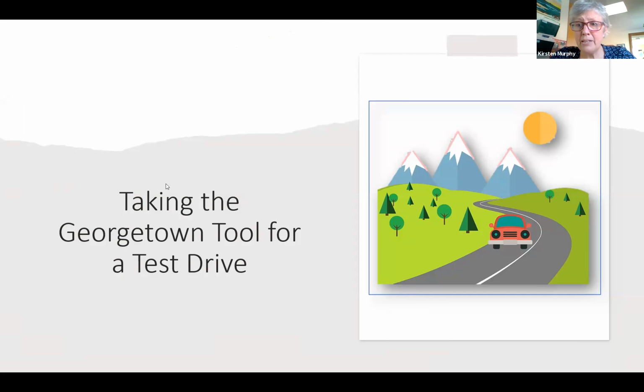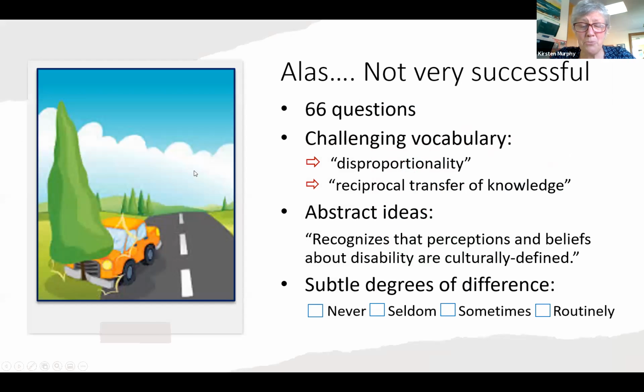But if we could go to the next slide, alas, even though it was the gold standard, we pretty quickly hit a tree. It did not go well when I worked with my executive committee. We got through the whole tool and we learned a lot. But we did also notice along the way that it was long and it was really challenging for family members and self-advocates to use a tool that had a pretty challenging vocabulary. Just a couple of example words: disproportionality, reciprocal transfer of knowledge. I guess when we did a reading level screen, it was something like 13.5 grade levels.